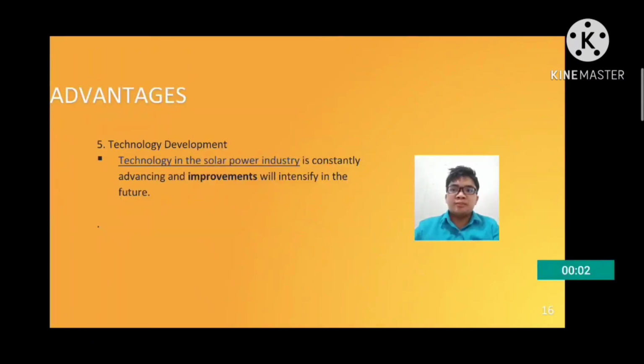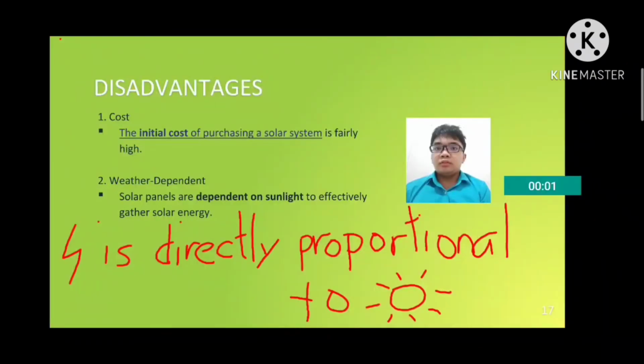Next, let's discuss technology development. Technology in the solar power industry is constantly advancing and improvements will intensify in the future. Advancements in quantum physics and nanotechnology could potentially increase the effectiveness of solar panels. It could also double or even triple the electrical output of solar power systems in the near future ahead. Let us now discuss the disadvantages of using solar energy.